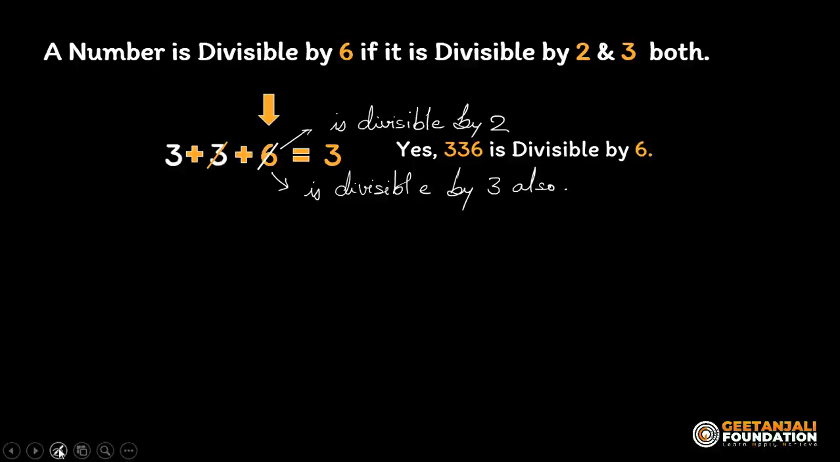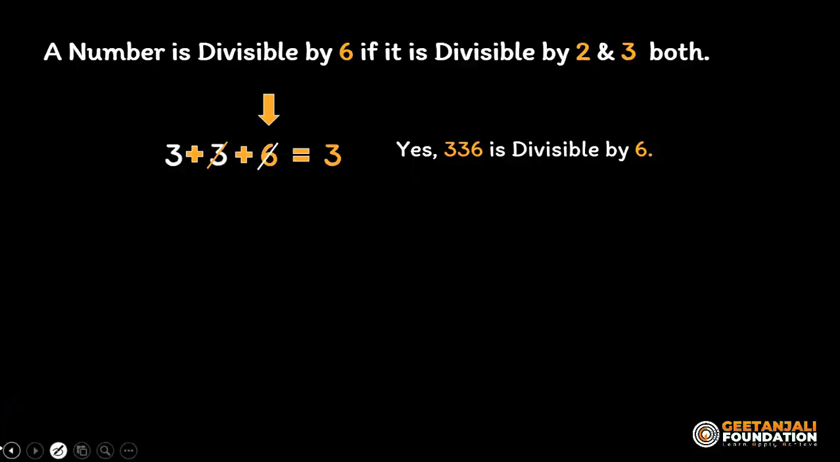Now let's take one more example. The number is 5174. Its units place digit is 4. Therefore, the given number is divisible by 2. Let's find its digit sum.